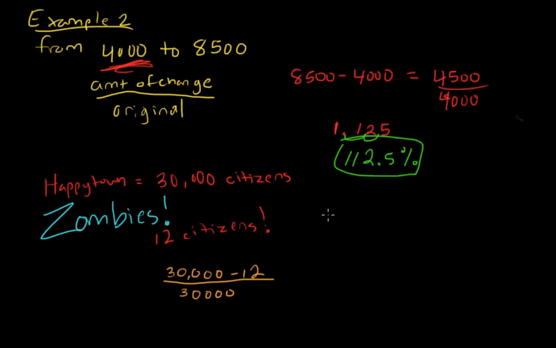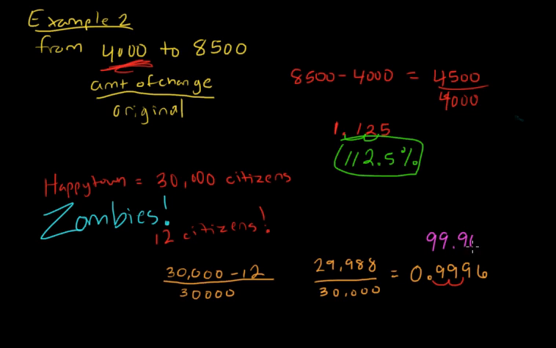So 30,000 minus 12, that's 29,988. Okay, and we're going to divide that by our 30,000. When I did that, I got 0.9996. Whoa. Okay, so let's convert that to a percent real fast. So 1, 2. And so our final answer should be, and I'm going to write it in magenta because I like magenta, 99.96%. So it was a 99.96% decrease in the population of Happy Town.